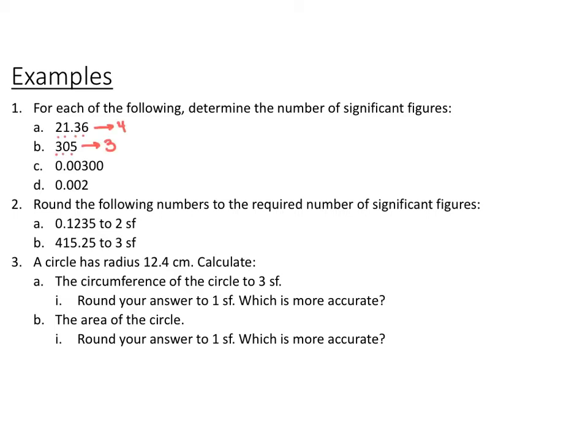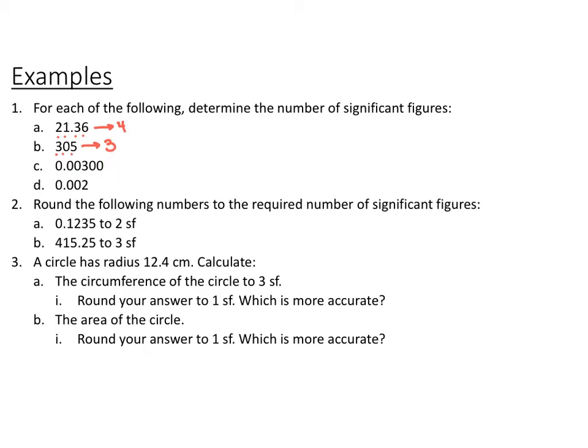So I've done A and B. For A, every single number, 21.36, everything is non-zero, so therefore everything is significant, so there would be 4 significant figures. For B, 305, the 0 is in between 2 non-zeros, so therefore every single one of these digits is significant, so there are 3 significant figures.